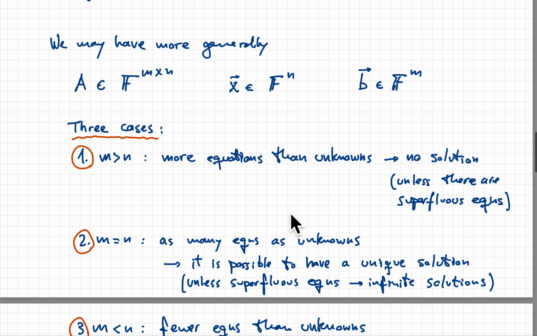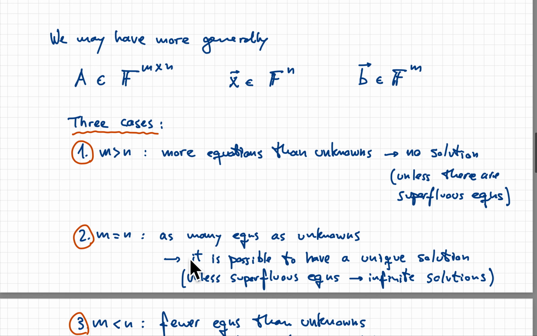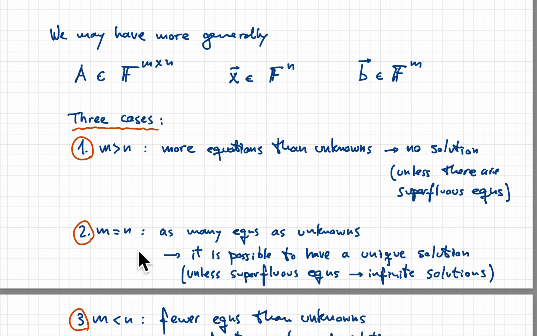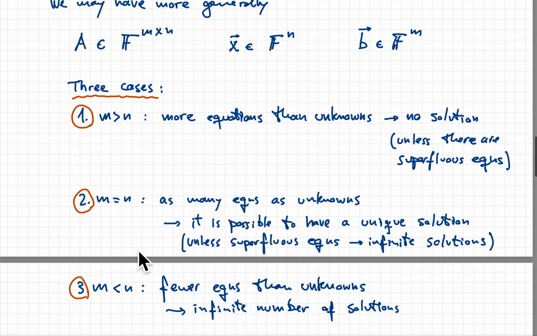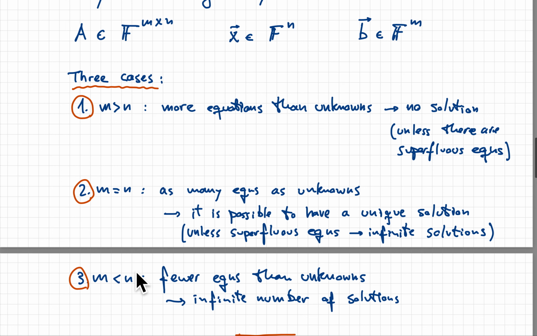Each equation, if you want, manages to constrain one of the variables, and so you may have a unique solution. Now, if in this case you also have some superfluous equations, then once you remove those superfluous equations, I don't give you any extra information, and we'll see an example of that, you may find yourself in this situation where m is less than n.